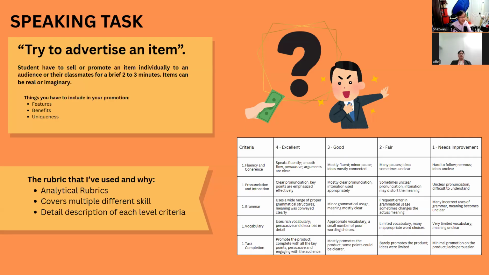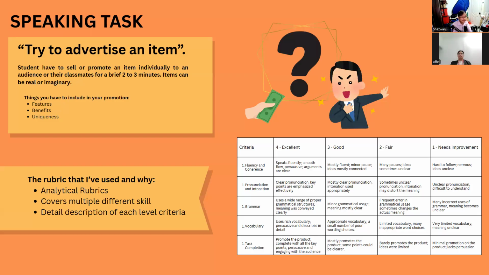The things that I have them include in the promotion itself are features, benefits, and uniqueness. And same as previously, I'm using an analytical rubric that covers multiple different skills, and the description of each level of criteria is very descriptive, and very different from each other. So I can actually give feedback to my students effectively for each level of criteria that I want to judge them on.